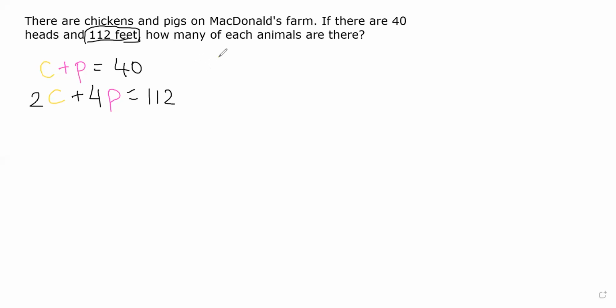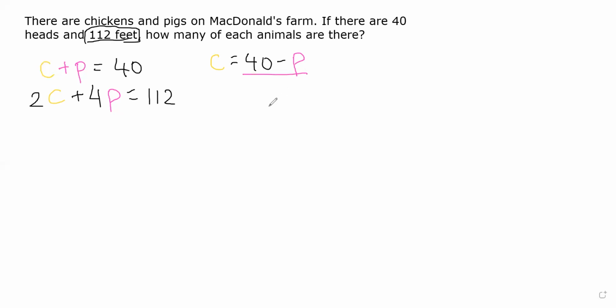So C, the number of chickens, is going to be equal to the total number of heads, right? The total number of animals, take away the number of pigs. Because both of these parts, the number of chickens and the number of pigs, added together give 40. So if I do the total number of animals, take away the number of pigs, then what's left is just the number of chickens, which is 40 minus P.